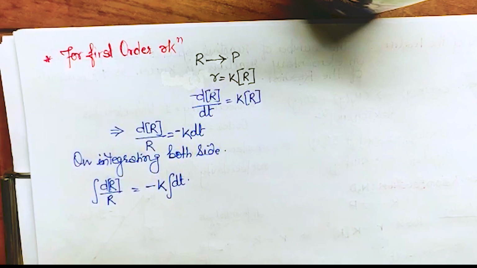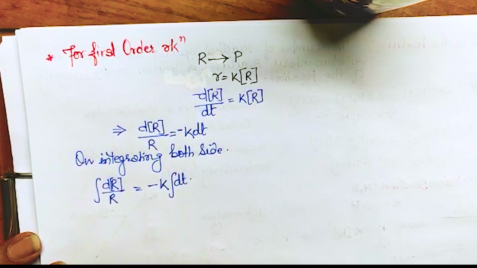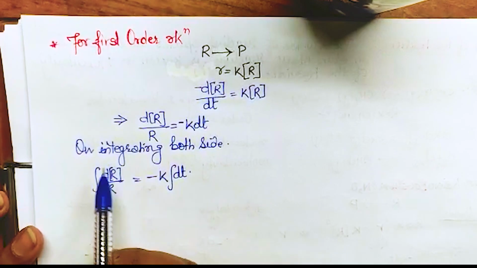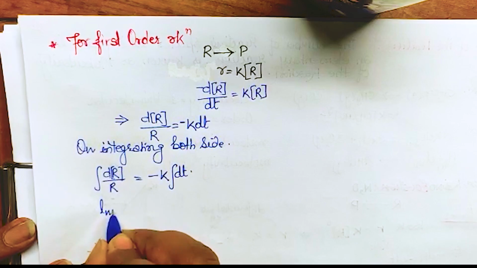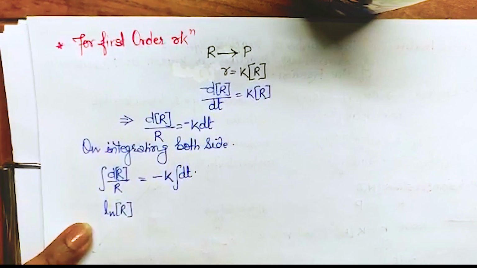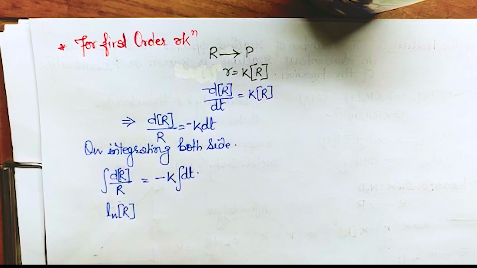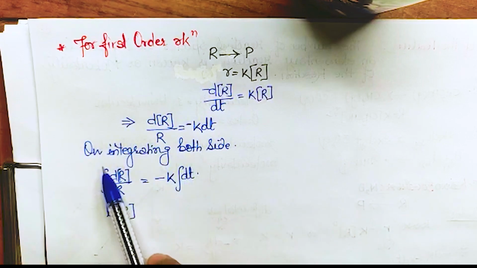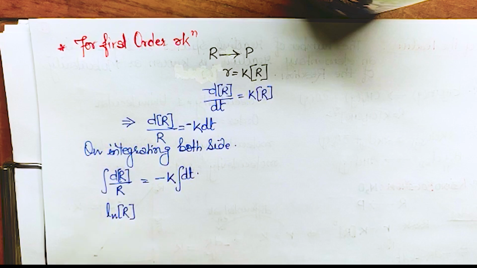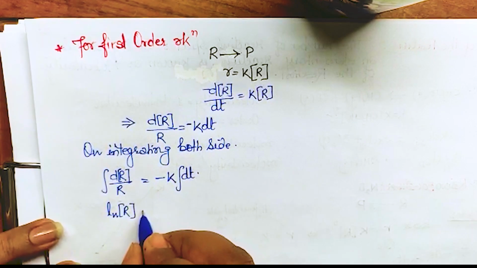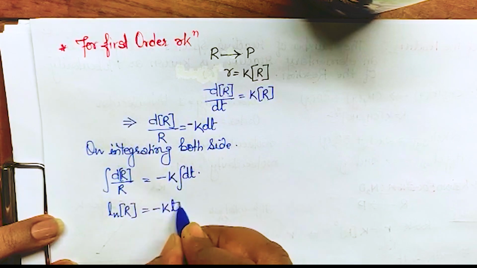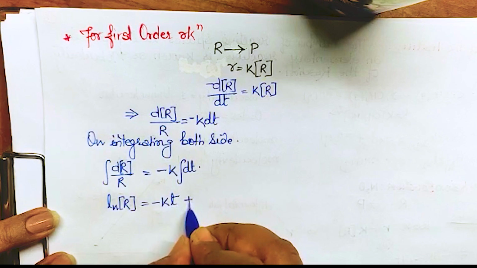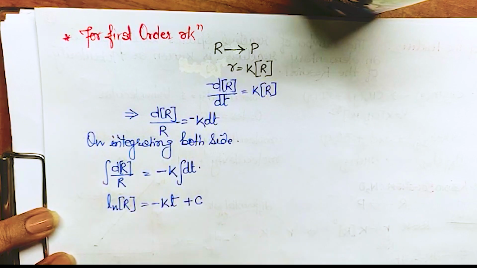Yes. So now there is a formula in that integration. The integration of dR upon R is ln R, natural logarithm. This is the formula you have to learn. You should know: integration of dR upon R is ln R. And here minus k and small dt will integrate to give t, isn't it? Like this. And along with this, there will be a constant, the integration constant. The c is the integration constant we are using over here.